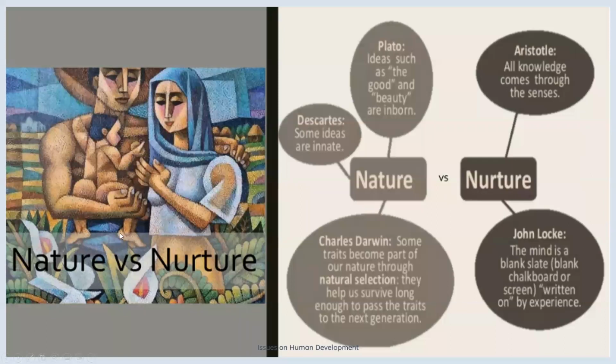Now, when we say nature versus nurture, the nature versus nurture involves the extent, guys, to which particular aspects of behavior are a product of either inherited, and that's nature, or acquired. So, for example, is that genetic, or is that learned influences.